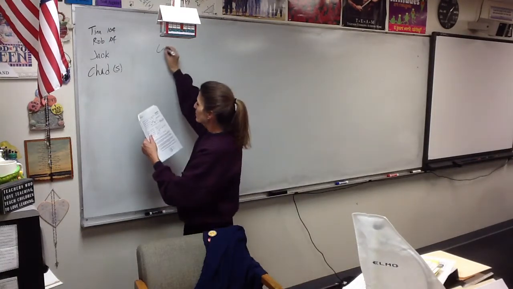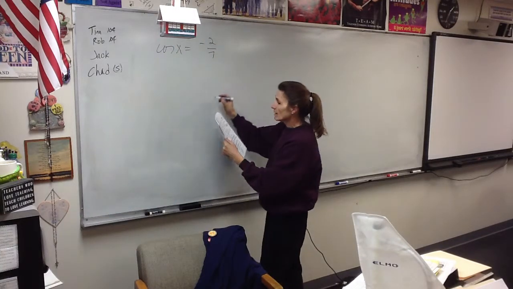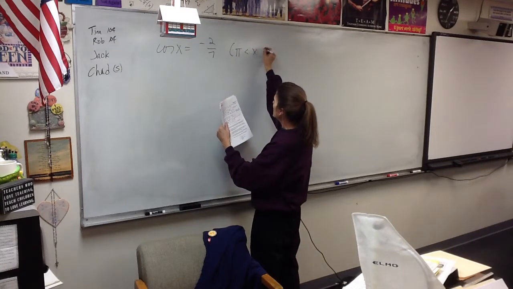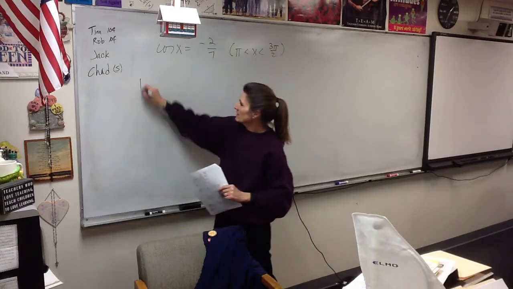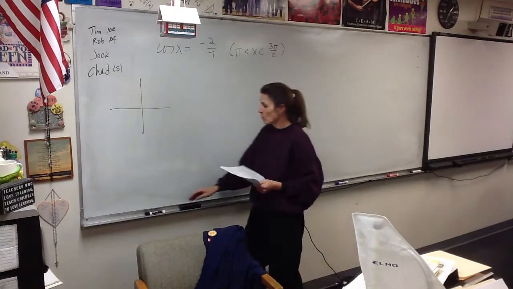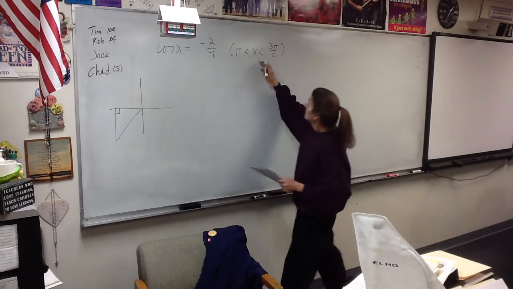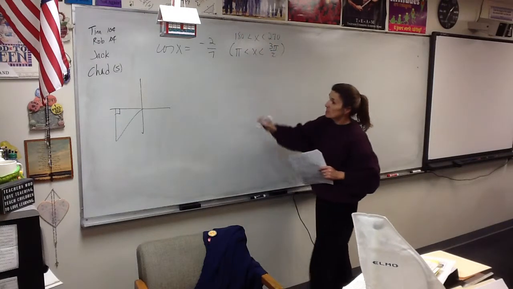Okay, so number one, we have cosine x equals -2/7, and we have to find the other functions. We are told that we are between pi and 3 pi over 2. This is important because that tells us where we're going to draw our picture. We're going to draw it in quadrant 3, because pi to 3 pi over 2 is 180 to 270 degrees.